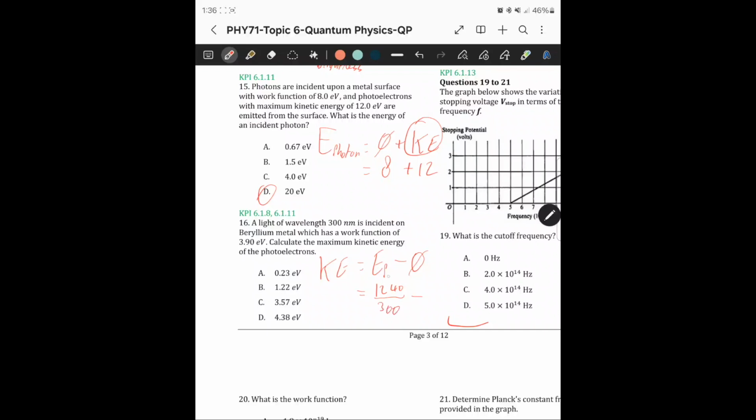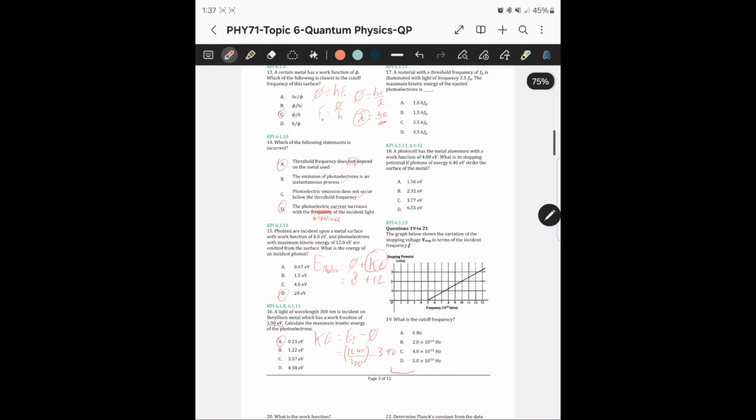And I can subtract, I'll put that over here, that's my eV. I can subtract 3.90 from it. That is the work function right here. I'm subtracting that from here. Once you put that into your calculator, hopefully you'll get, I think it was 0.23 electron volts. A would be the answer for this one.